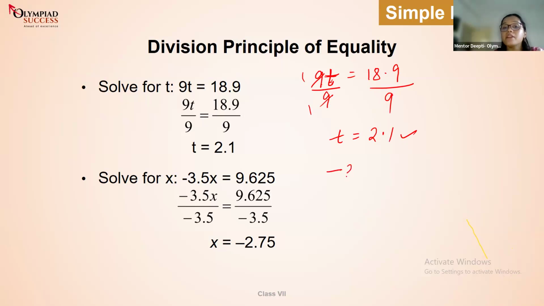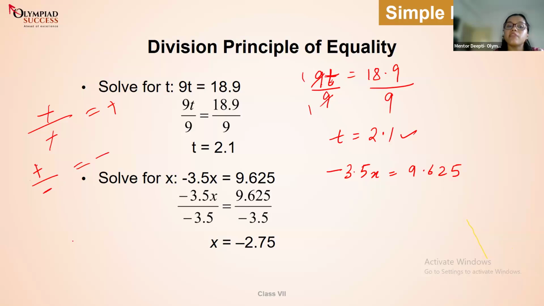Next is minus 3.5x equals 9.625. Now you would have learned in your integers part that minus divided by minus becomes what? Becomes plus. And if there is plus in the numerator and minus in the denominator, the final answer will have minus. And if there is negative in the numerator while there is positive in the denominator, the final answer will be negative again. Okay. So now the equation is minus 3.5x equals 9.625.